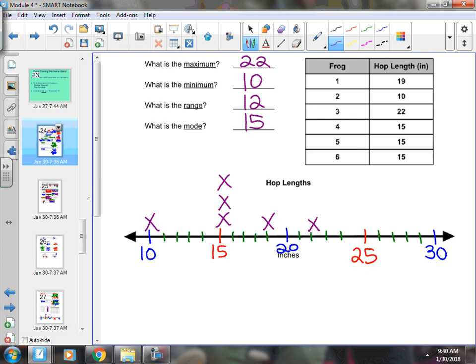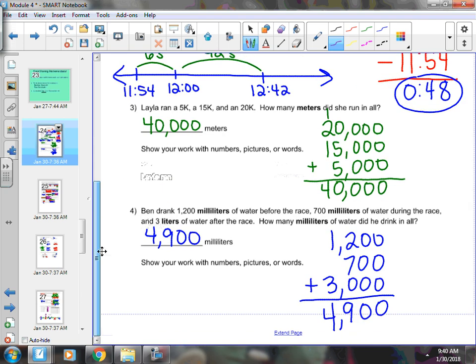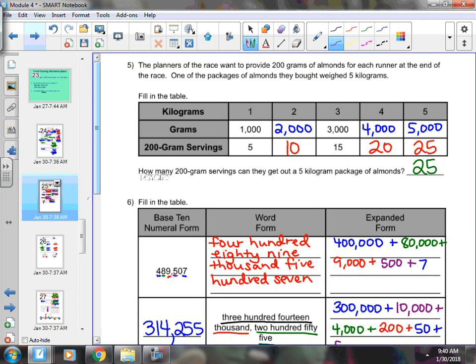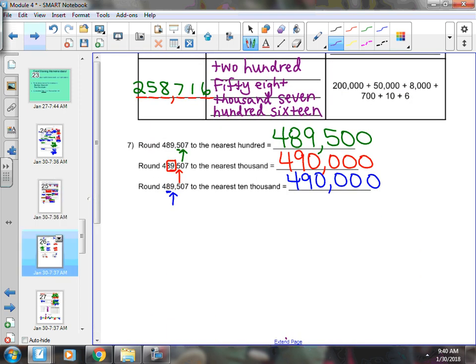Here are the answers. Page 1. Page 2. Page 3.